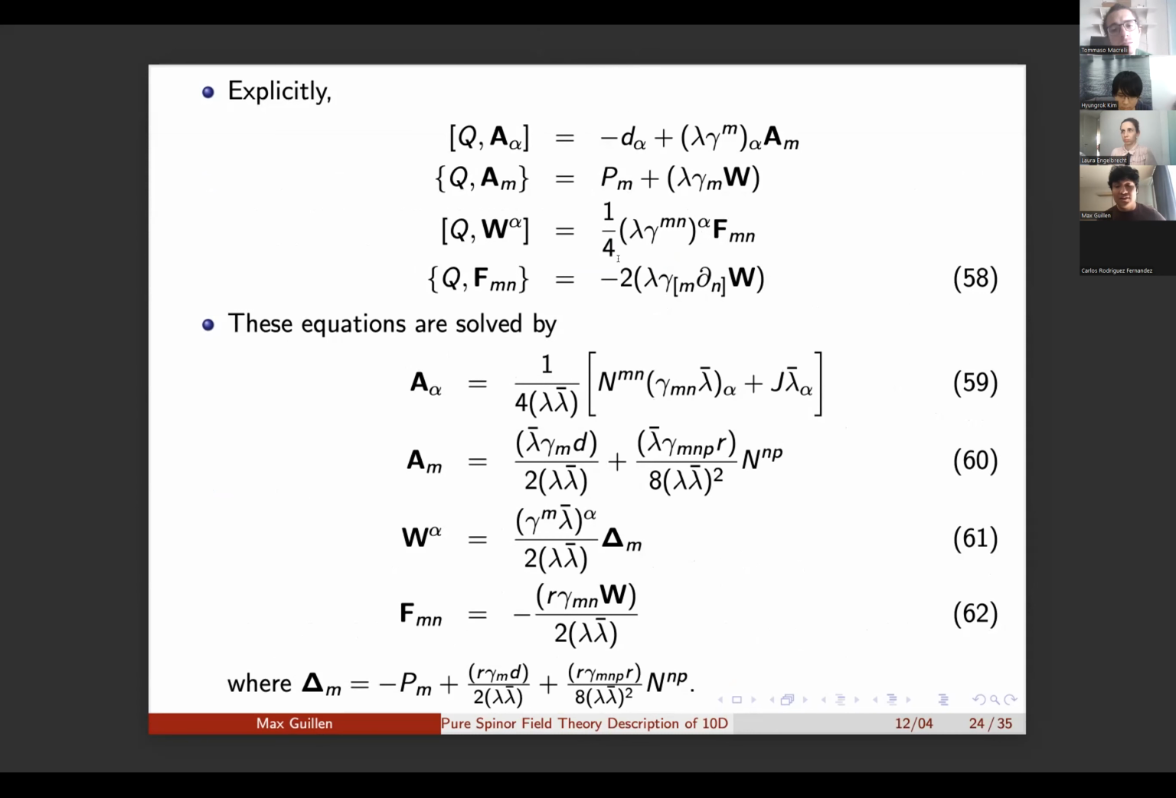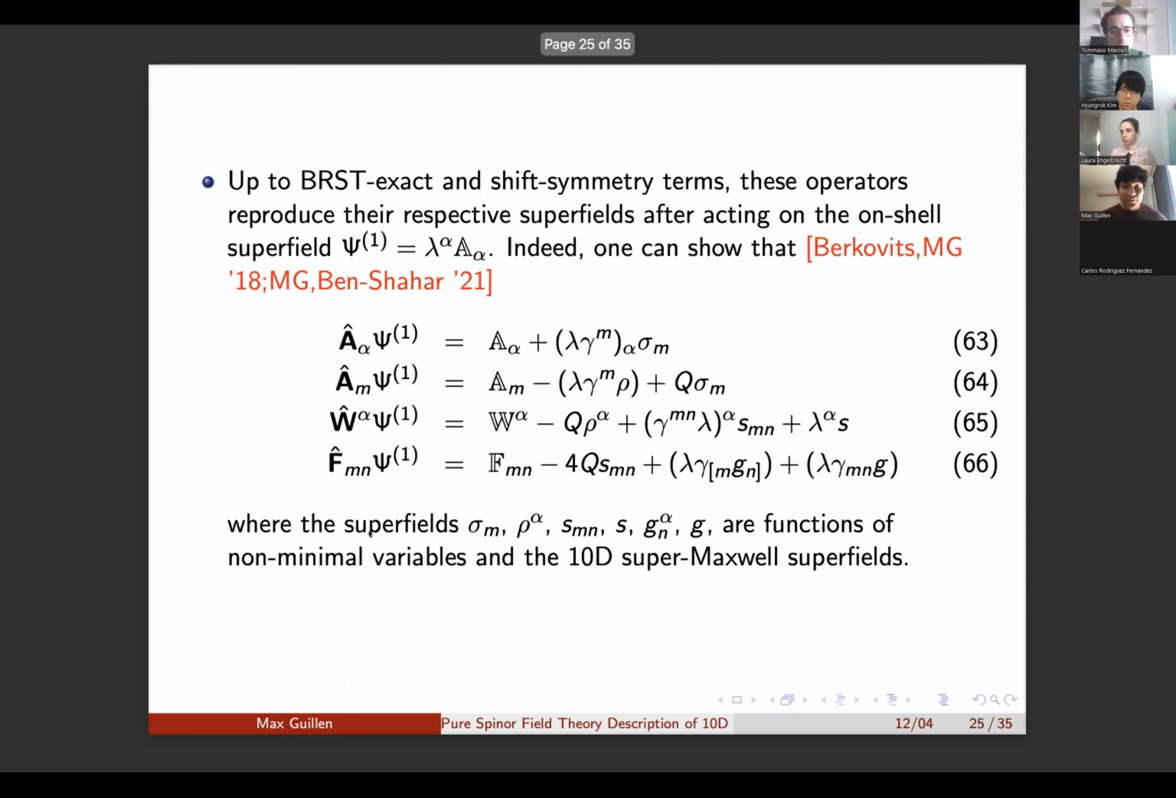These are basically similar to the equations of 10-dimensional super Maxwell, and the solutions of these equations are given by these expressions here, 59, 60, 61, 62. So these are just functions of non-minimal variables. Okay, this will be important when we compute the scattering amplitudes. So for instance, when we compute the action of these operators acting on the pure spinor superfield psi 1, which is lambda alpha A alpha, we basically find the respective superfields. For instance, A hat alpha is associated to A alpha, A hat m is associated to A m, and so on. Okay, plus just exact terms and some terms which are shift symmetry terms.